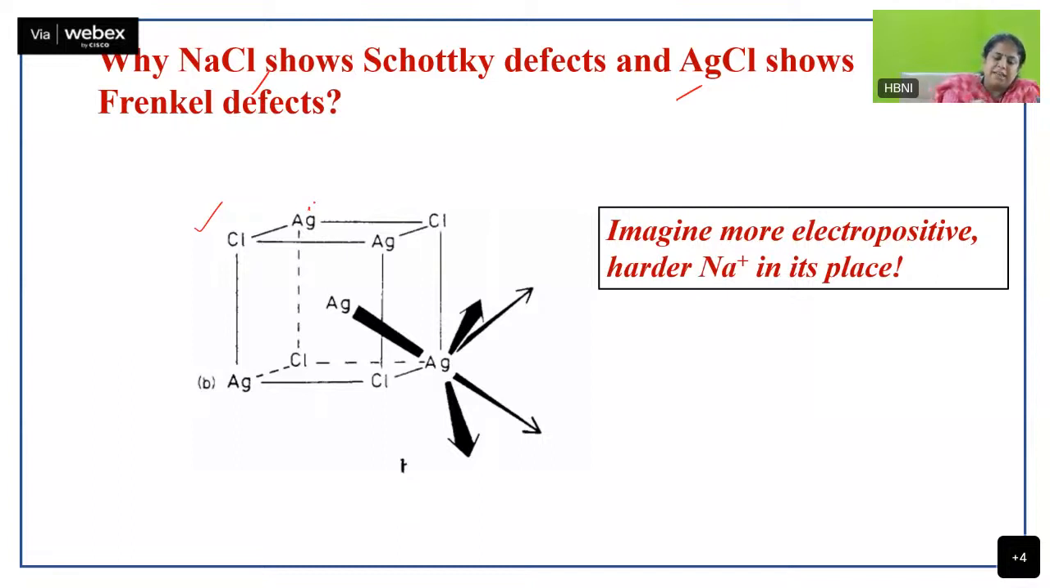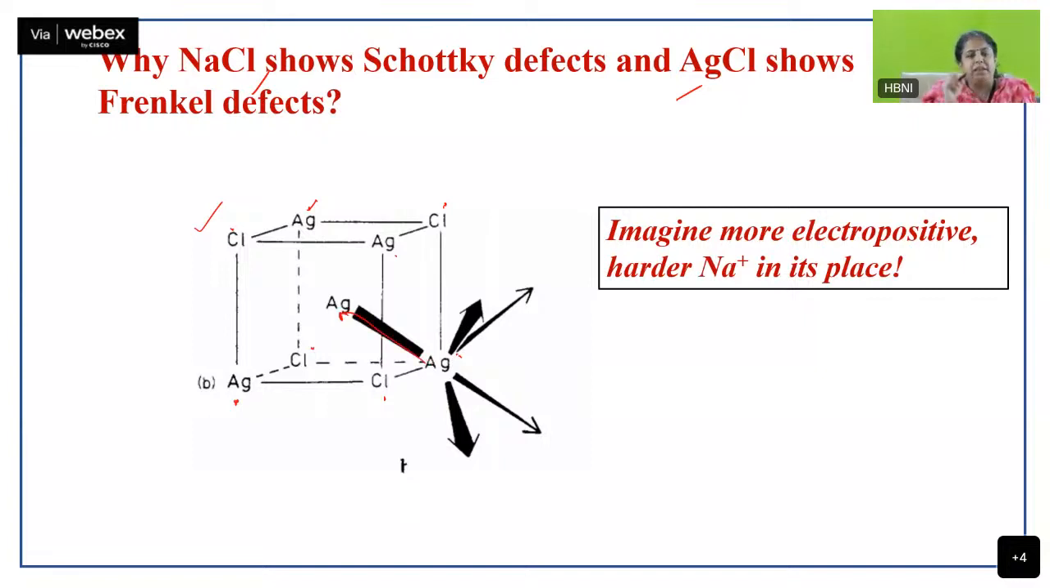This Ag is the corner of the cube. These two Cl are the ones at the edge center. This Ag is the one at the face center. And this is at the edge center, this is at the body center, this is at the face center, and this also is at the face center. Now suppose your Ag is making a Frenkel defect. Now this is the interstice that is present. It will go into this particular interstice.